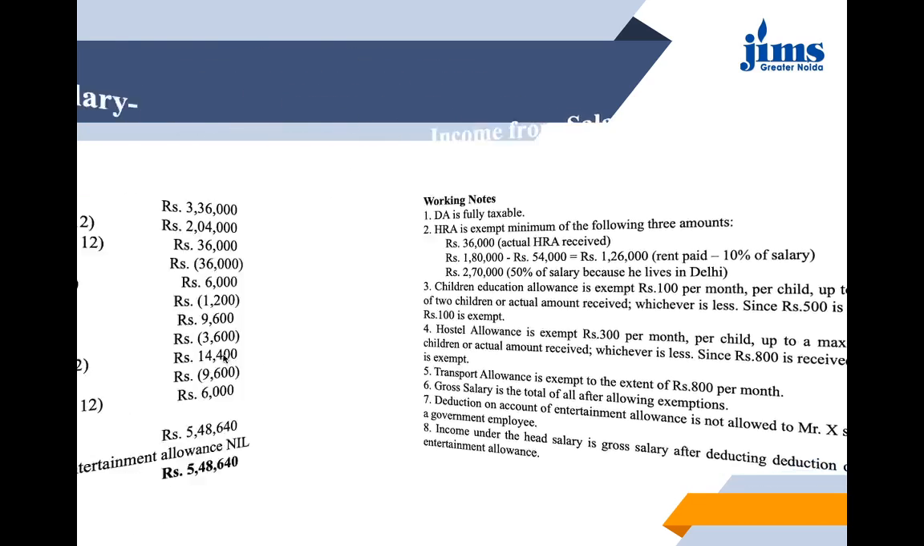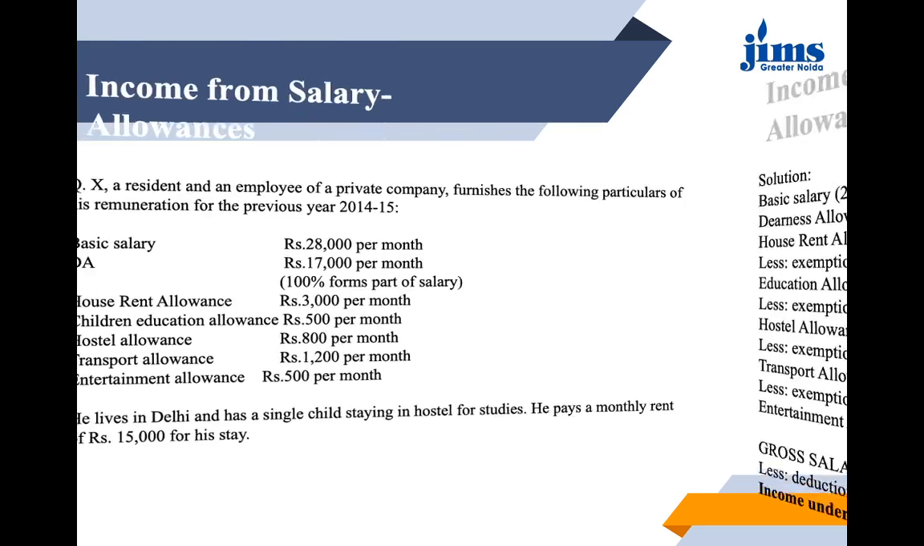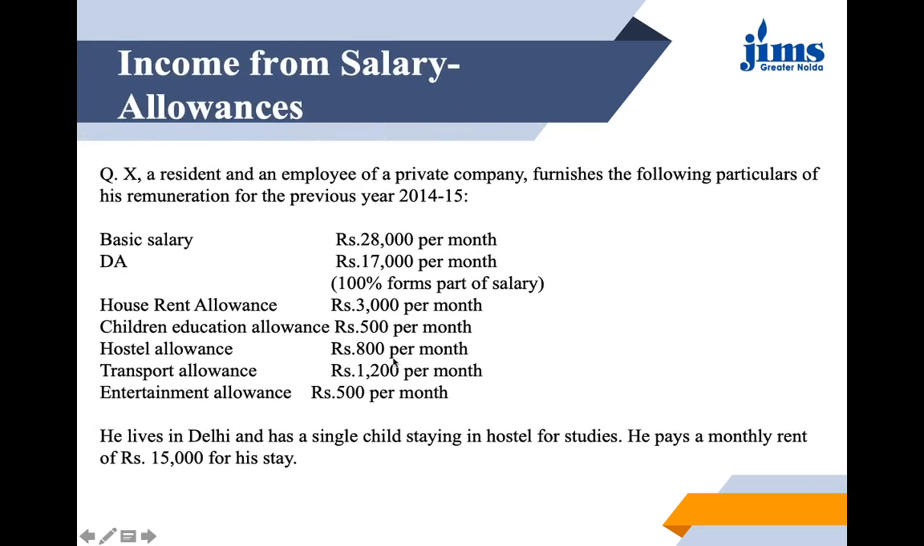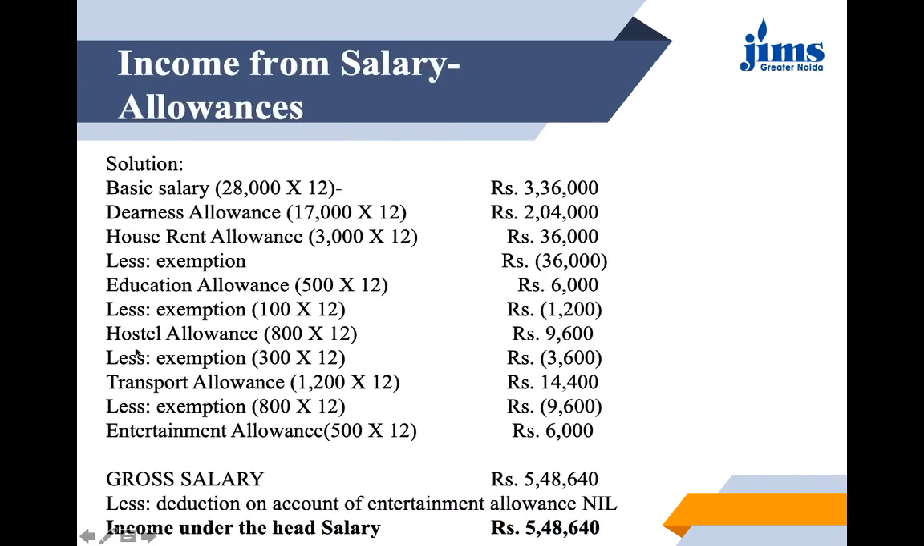In all, he has received 500 only. So with that limit, we can see rupees 100 is exempt. So 100 into 12, 1,200 rupees would get exempted. The rest 400 would be taxable for him. The next, after education allowance, we do have the hostel allowance, that is rupees 800 per month. Let us see. After this, we have marked the hostel allowance of 800 into 12, that is 9,600.